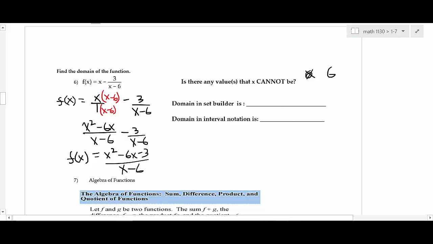After I do that, it's still x can't be 6. The numerator can be anything, right? There's no problem with that numerator. There's no square roots or anything. So what you'd write on this is the domain is the set of x such that x is not equal to 6. And in interval notation, you would say negative infinity to 6, union 6 to infinity. And that would be it.